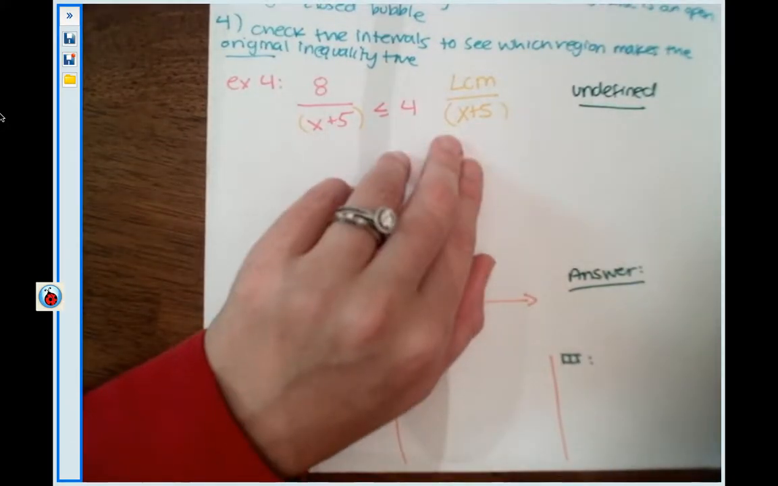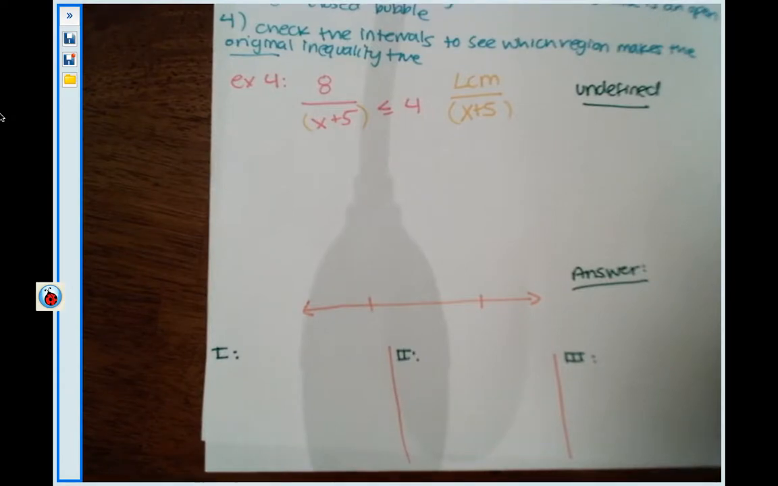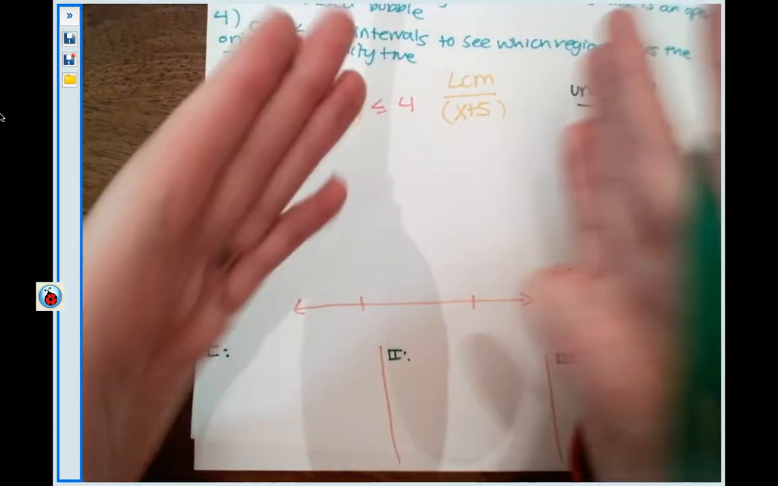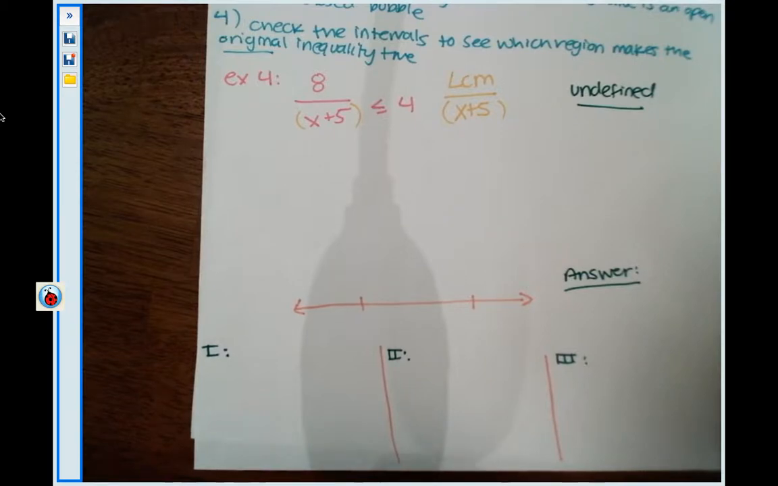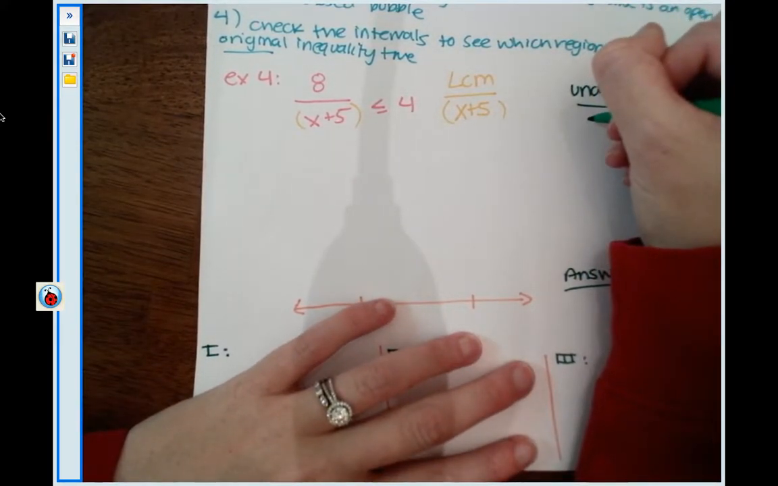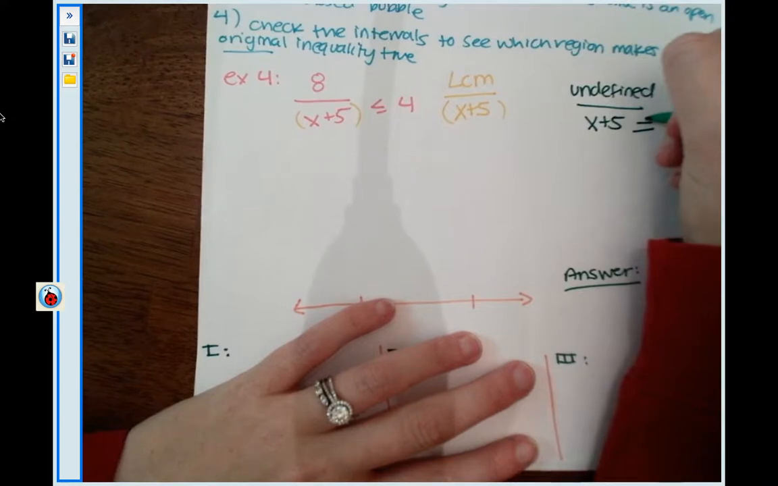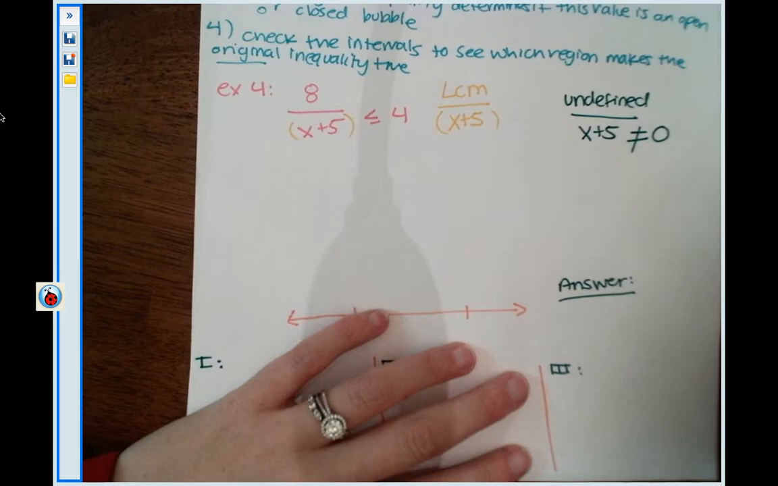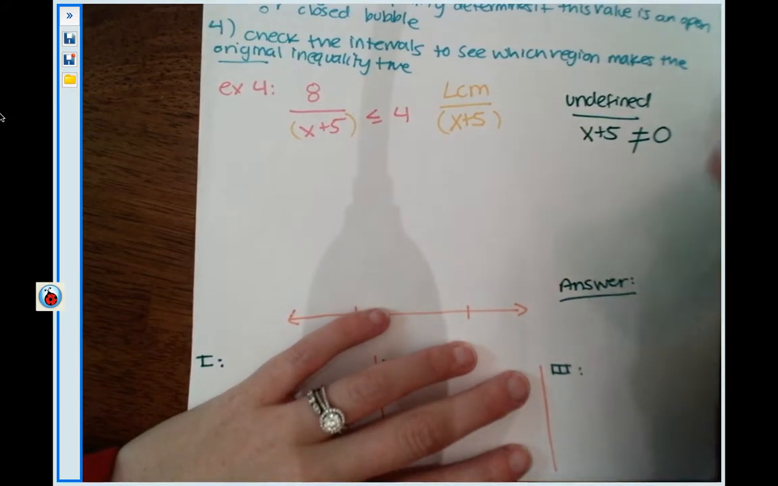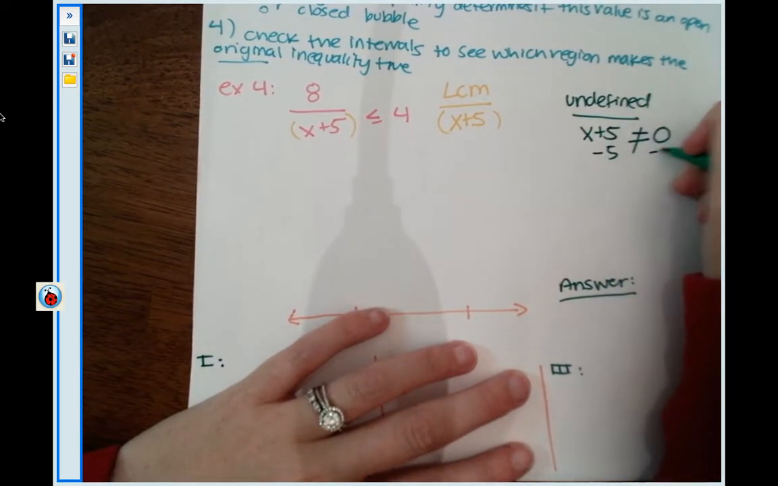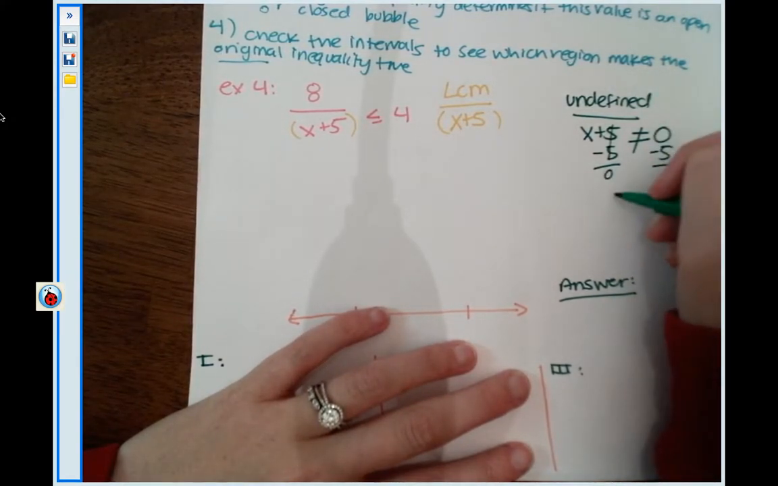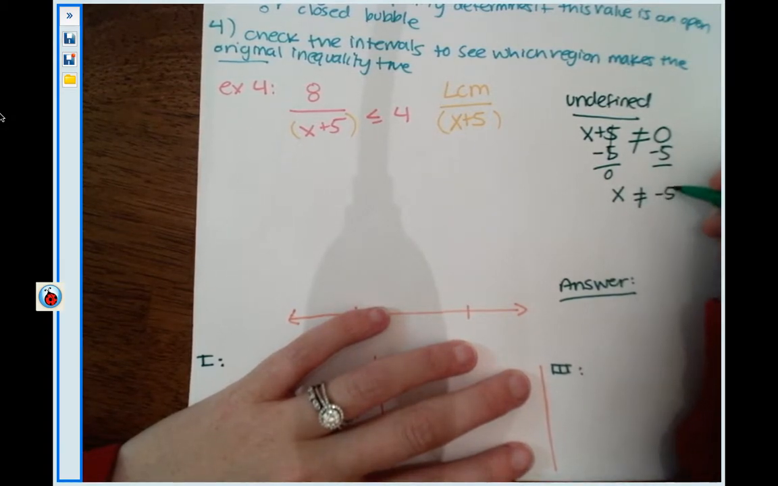I'm going to set every single factor in my LCM not equal to 0, and that will give me my undefined. This is actually easy since I only have one thing in my LCM, which means I only have to solve for one thing. So I have x plus 5 cannot equal 0. The way I bring positive 5 to the other side is by subtracting 5, because that's the opposite. So 5 minus 5 cancels out and turns to 0, and I'm left with x cannot equal negative 5.